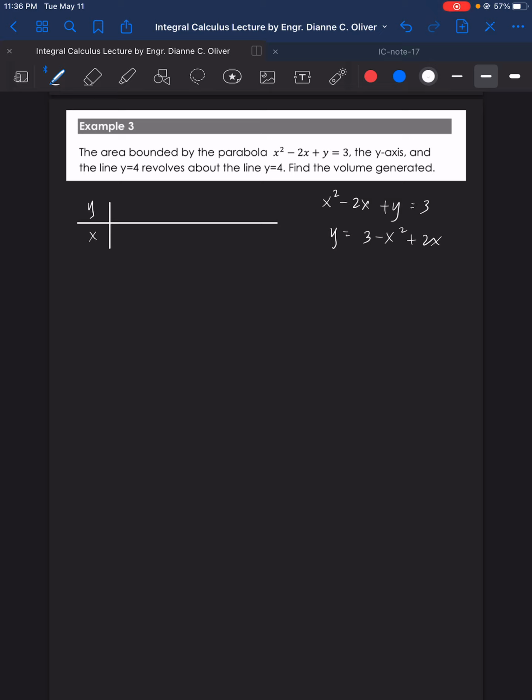So if x is equal to 0, then y is equal to 3. If x is equal to 1, then y is equal to 4. If x is equal to 3, so we have here 6, 3, 9, 6, negative 6. So therefore, y is equal to 0. If x is equal to negative 1, therefore, we have here 0 also.